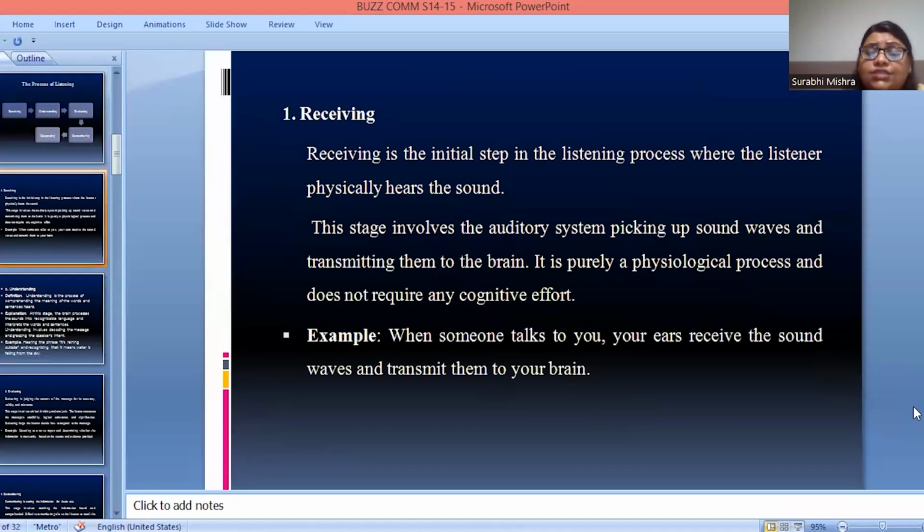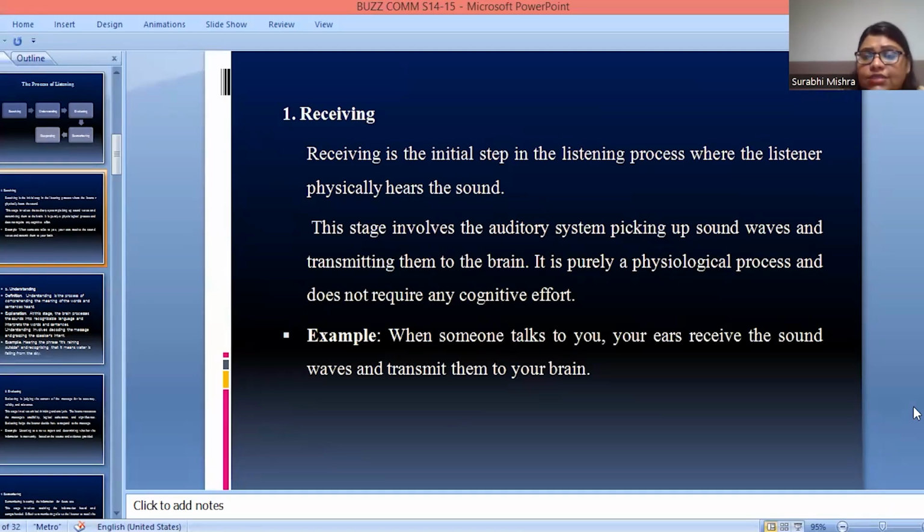Receiving is the initial step in the listening process where the listener physically hears the sound. This stage involves the auditory system, where everything is audible. We are able to pick up sound waves and transmit them to the brain. So it is a scientific biological process where our organs are working. We are able to hear the sounds, then our sensory organ is working. The sound waves are transmitting the signals to the brain, and it is purely a physiological process and does not require any cognitive effort, right? So it is the initial step in the process where the listener physically hears the sound.